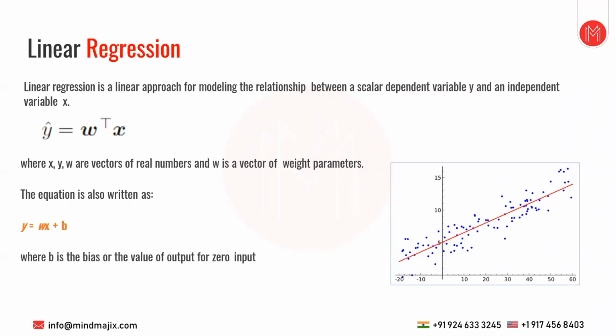Linear regression is a linear approach for modeling the relationship between a scalar dependent variable y and independent variable x. So that's how it works in linear regression, the relationship between x and y. Here in this equation, y hat is equal to w transpose x. So x stands for the input and y stands for the dependent parameter. But what is the meaning behind the w transpose?